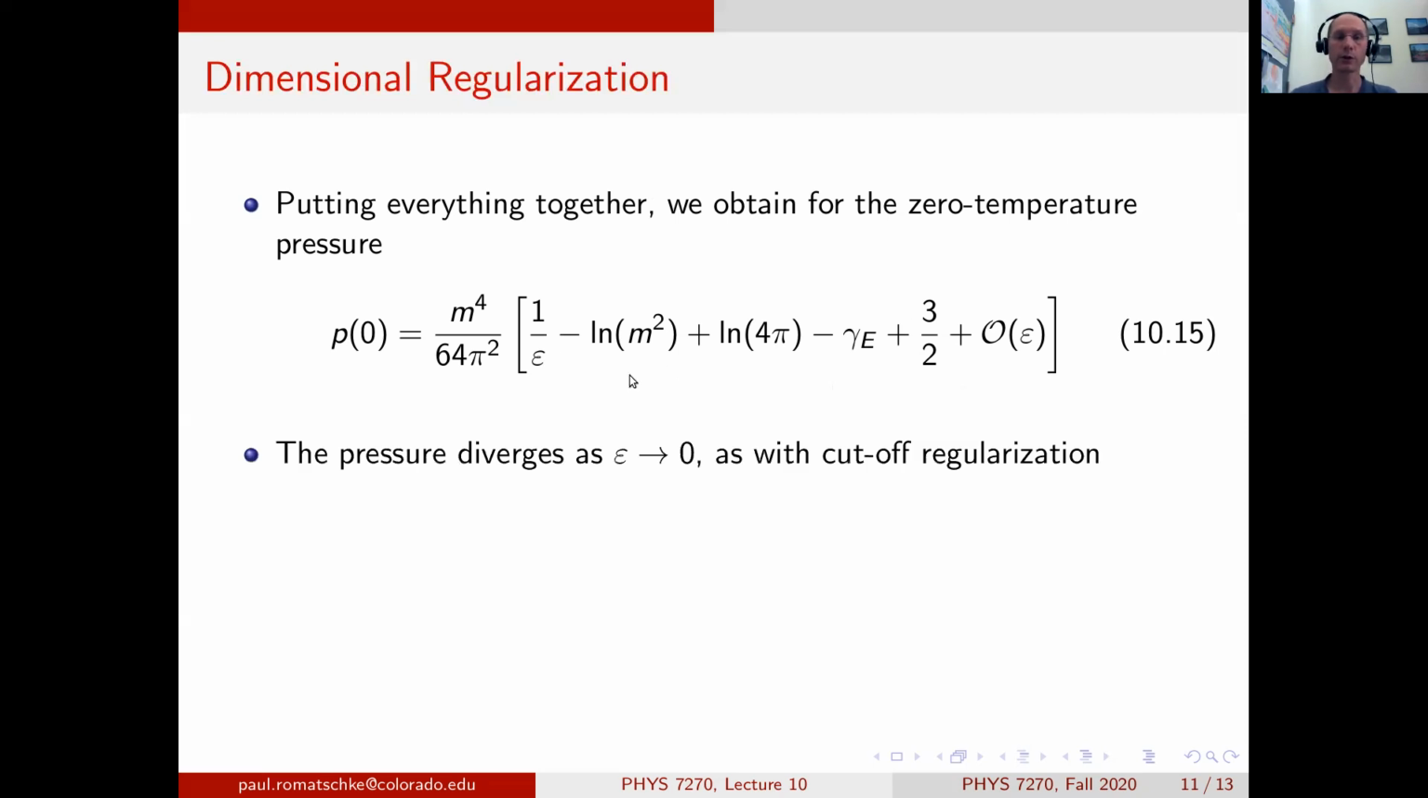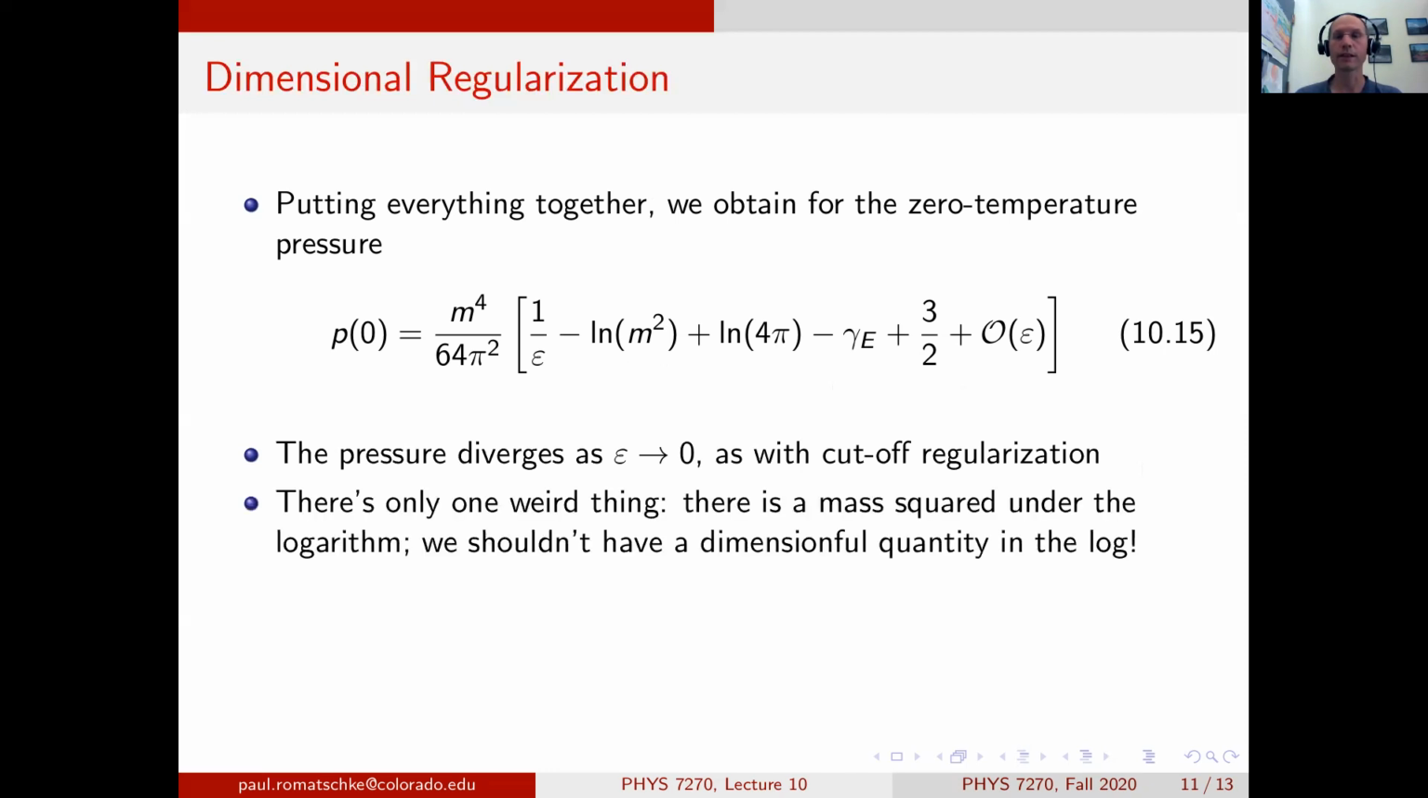Again, the pressure still diverges when we take epsilon to 0, as was the case with the cutoff regularization that we were discussing earlier. There's only one weird thing that appears in this expression, which is that we have a logarithm of m squared, where m is a mass scale. So we have the logarithm of a dimensional quantity. That's something that we shouldn't have. All the arguments of the log should be dimensionless. And we can trace this back to the expansion of this mass squared to the power of 2 minus epsilon that appeared in the previous slide.